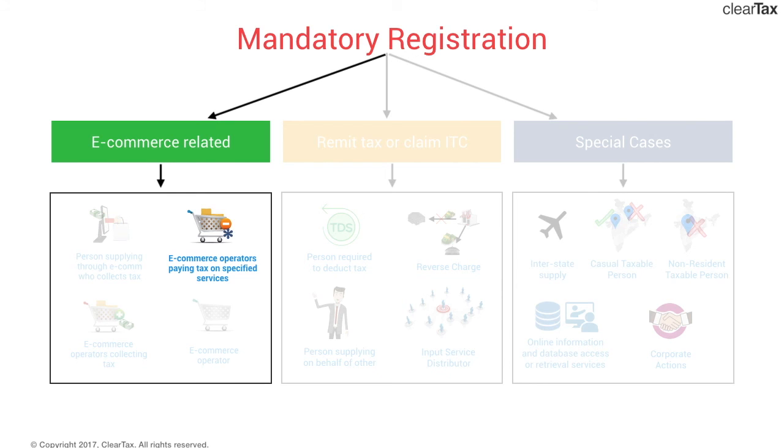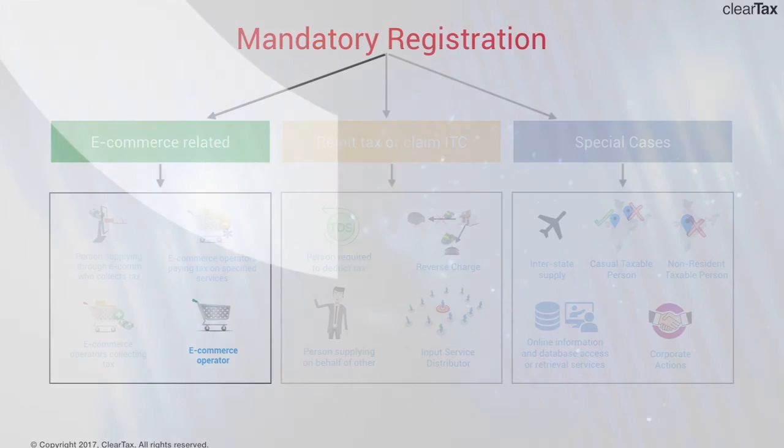We all live in the e-commerce world where we purchase and sell goods online. The sheer volume of such transactions through e-commerce portals is really huge. So the government needs to keep track of such a vast volume of purchases and sales. So what it finally decided was that it would mandate all e-commerce operators, irrespective of threshold, to register. And that's the fourth category under e-commerce related, all e-commerce operators.